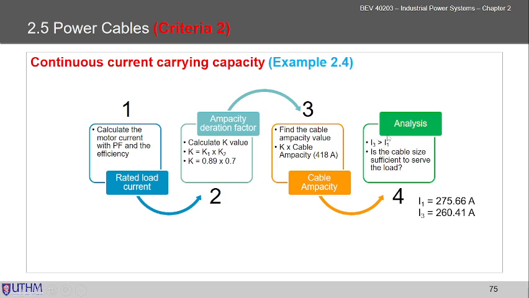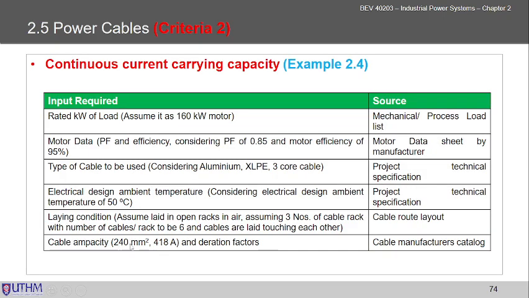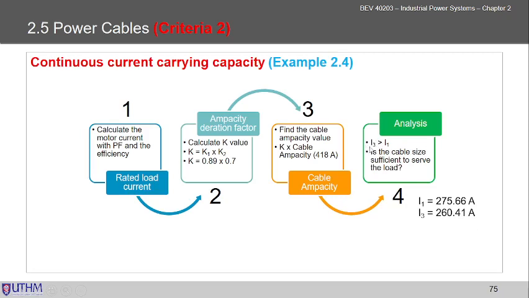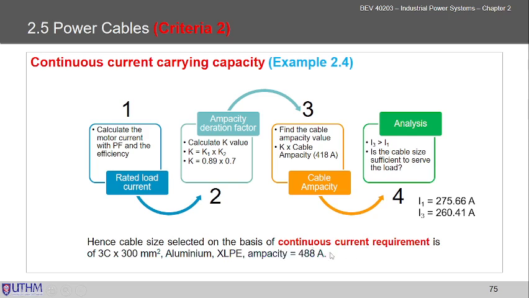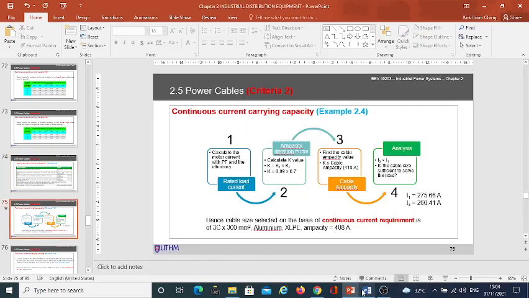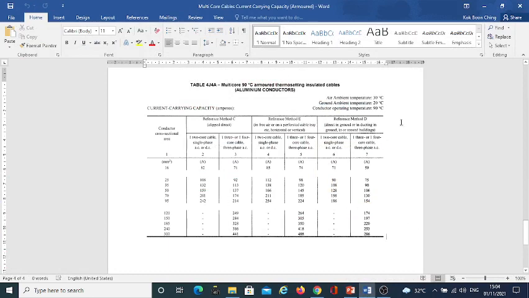It is not like the earlier case. If I3 is more than I1, the cable size of 240 is okay. But this time it is in reverse, which means we need to upsize our cables to the next size, 300 mm. So how do we obtain this? We have to refer to the table from the IET wiring standard. Previously we have 240, the cross-sectional area or size, so the next size is 300. That's why we need to upsize our cables from 240 to 300.